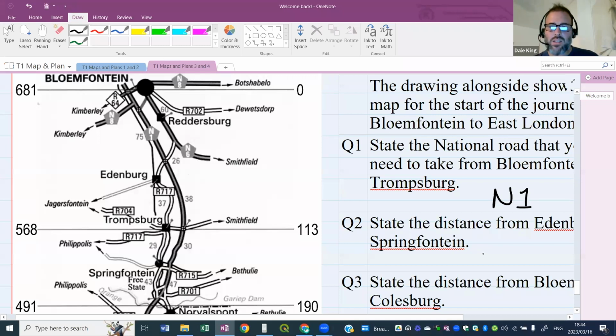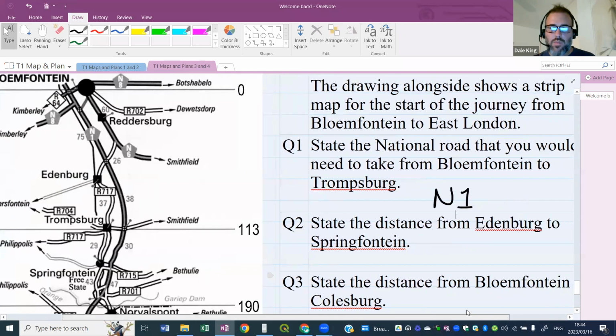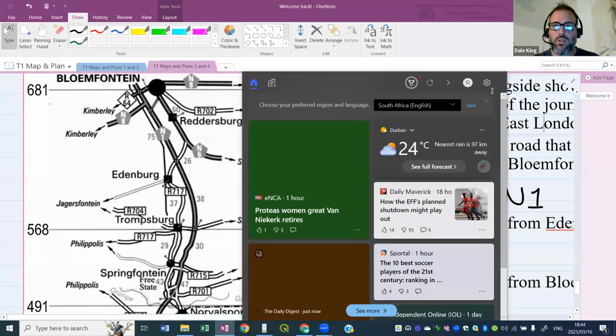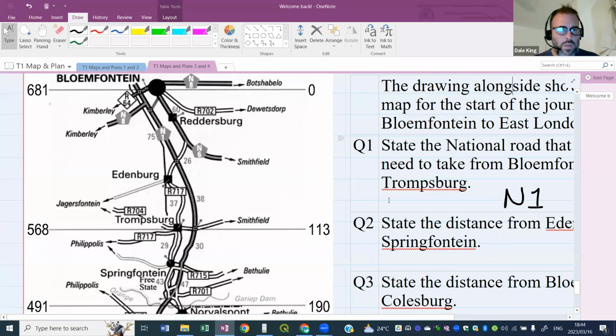State it, don't calculate. State the distance from Edinburgh to Springfontein. So find Edinburgh, find Springfontein, look for pins, look for numbers. What's the distance from Edinburgh to Springfontein? I'll show you. There's Edinburgh. Let's do it red. There's Edinburgh. There's Springfontein. All right. So there's Springfontein. There's Edinburgh. What's the distance between the two? 66. All right. Very good.